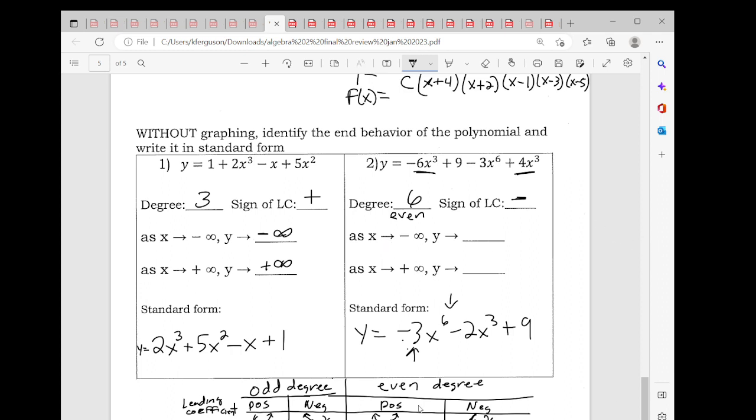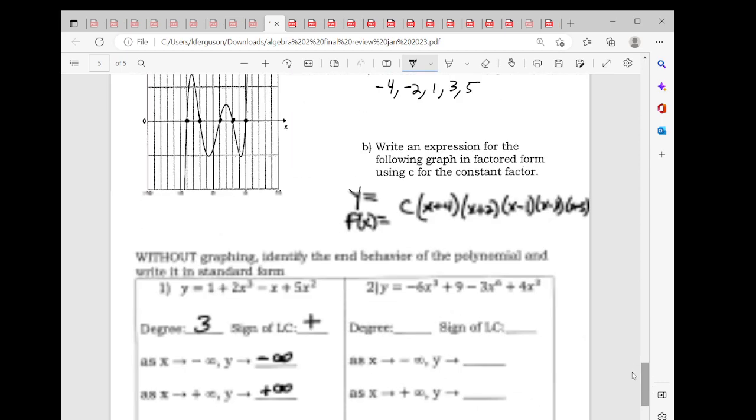So according to my little chart right here, if I'm looking at even with a sign that is negative, as x goes to negative infinity, y goes to negative infinity. And as x goes to positive infinity, y goes to negative infinity. And that's it. That is everything.